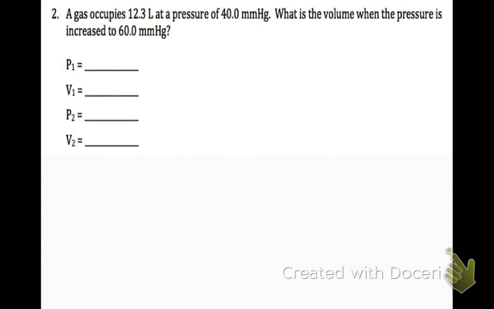So for number 2, a gas occupies 12.3 liters at a pressure of 40.0 millimeters of mercury. What is the volume when the pressure is increased to 60.0 millimeters of mercury? So let's take a look at our variables. 12.3 liters means volume. Millimeters of mercury means pressure. That is something that you guys do need to know. So my first volume was 12.3 liters. My first pressure was 40.0 millimeters of mercury.